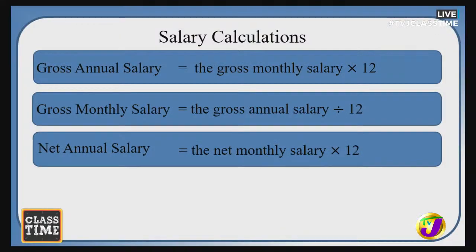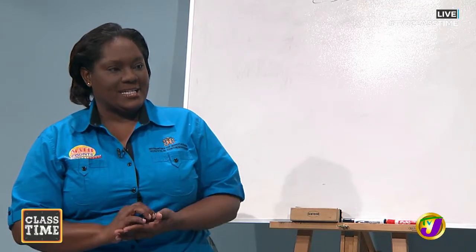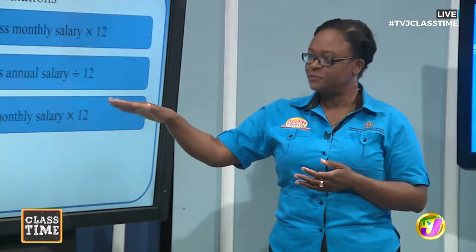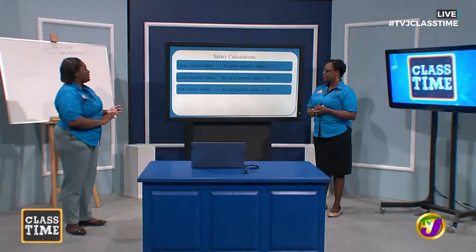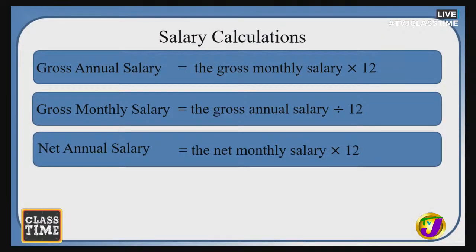Net is where your deductions would have been taken out. So my insurance, all of the savings, if you have loans. All of those, your income tax, education tax, will be taken out, and then you're left with a net salary. And that net annual salary would be the net monthly multiplied by 12 in order to get the net annual salary.